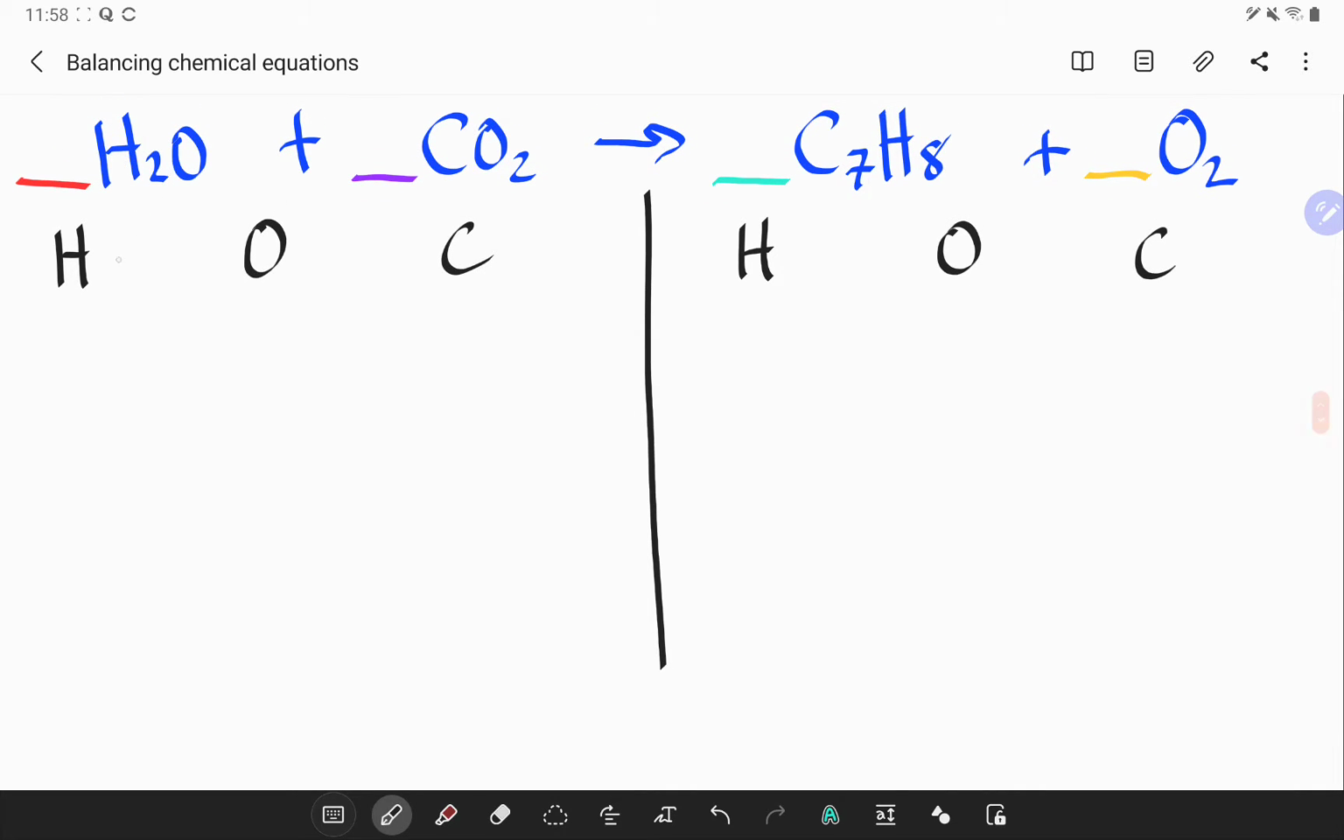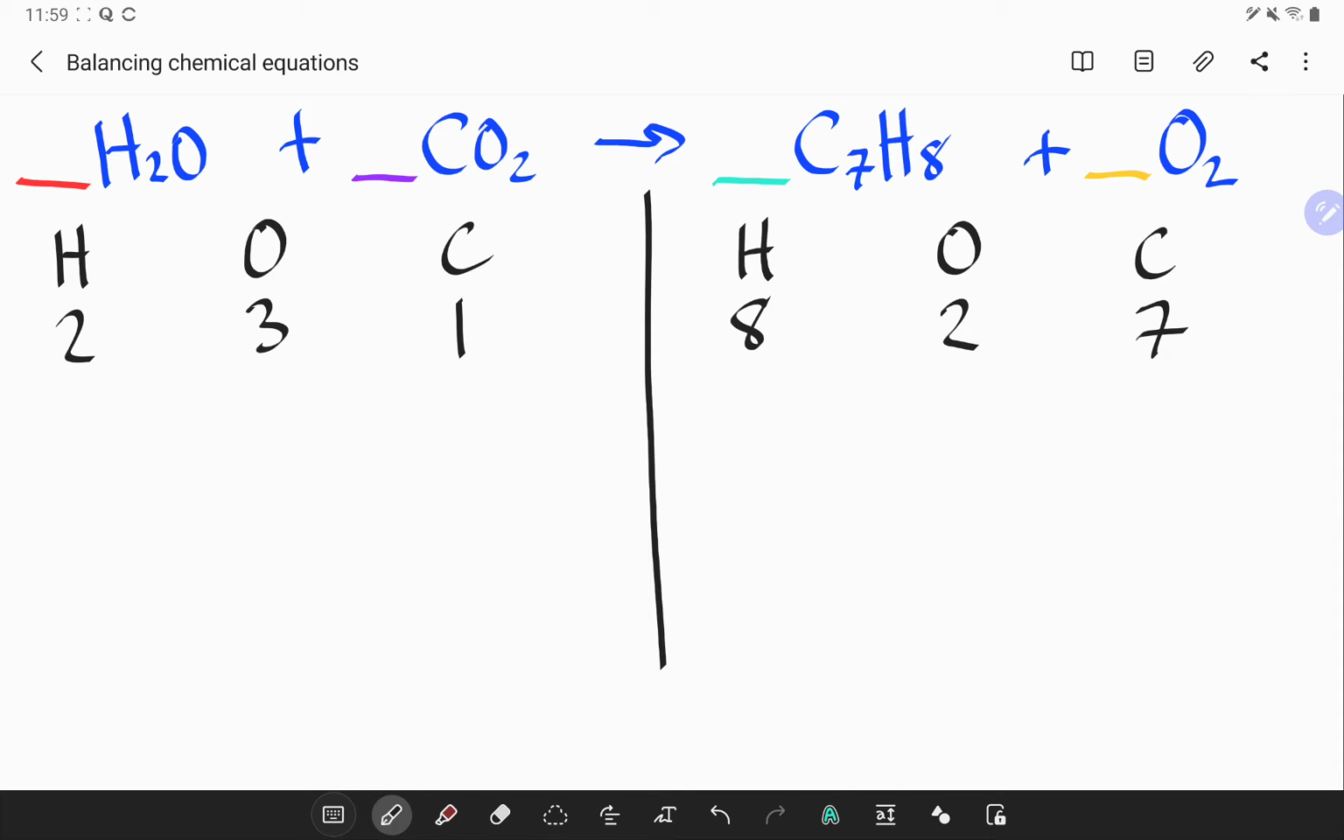So I see here that I have 2 hydrogens on the left side. I have 1 oxygen here plus 2 more right here. So I have 3 total oxygens. For carbons, I have 1 total carbon. On the right side of the equation, I have 7 carbons. I have 8 hydrogens. And I have 2 oxygens.